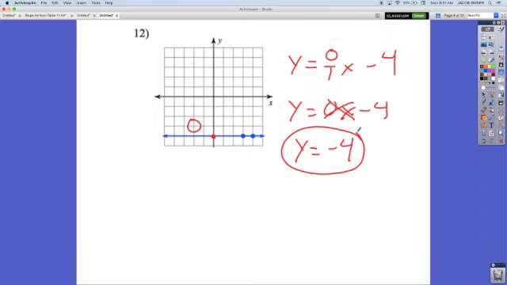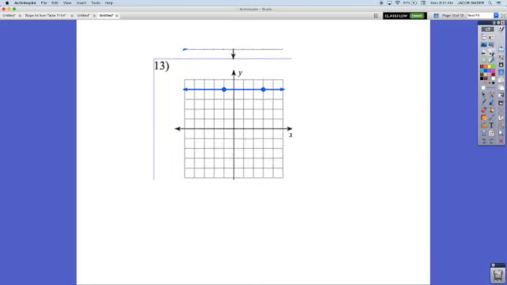The other thing, does it cross the y-axis? Does this line cross the x? Anywhere. Does it cross this line at all? No, it doesn't. So if it doesn't cross that line at all, don't put an x in it. Okay? And what about this one? Okay, try that one on your own. What should that equation be?